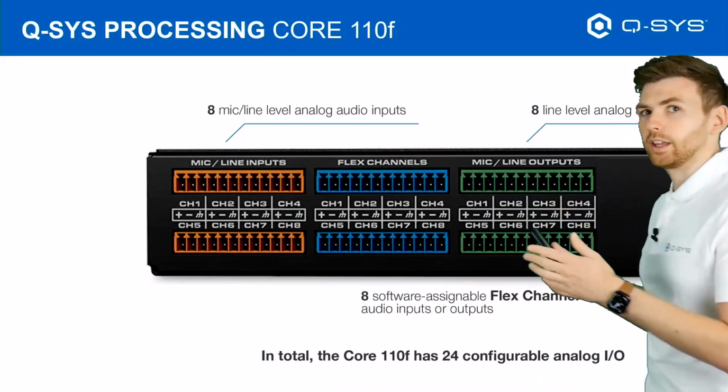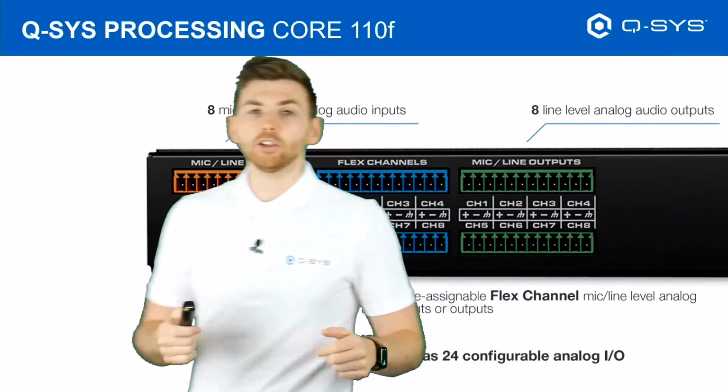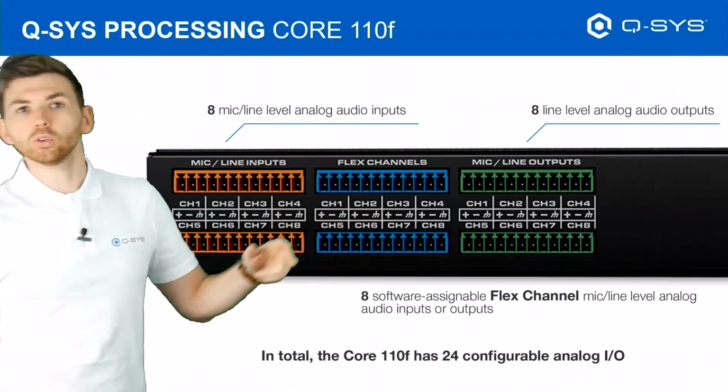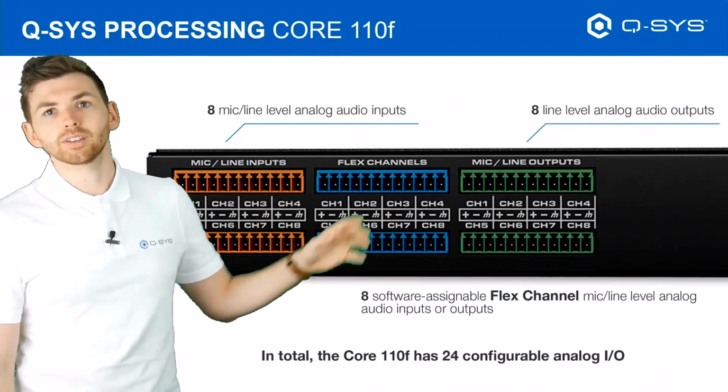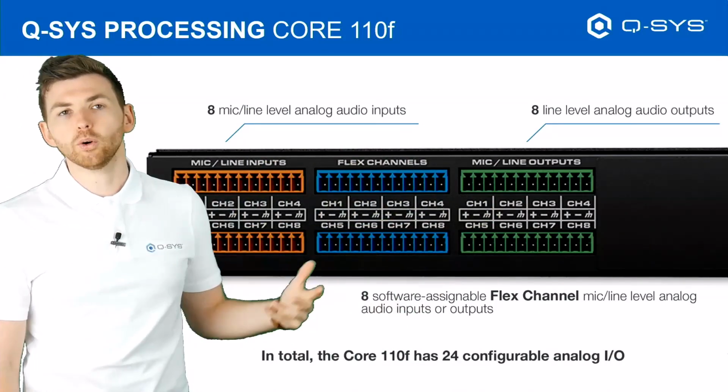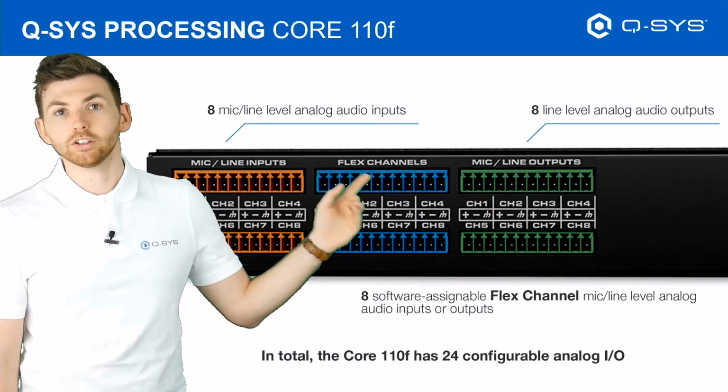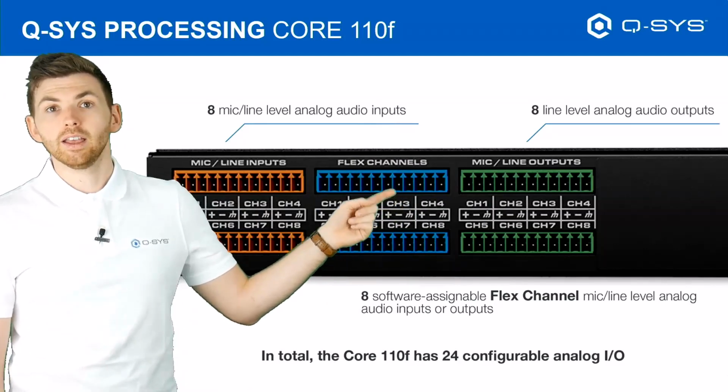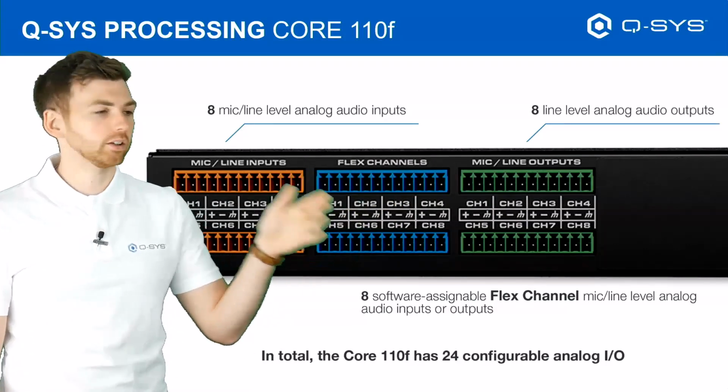So here we have the back of the Core 110, and you can see we've got 8 flex channels, but we've also got 8 dedicated inputs and 8 dedicated outputs. So that's 24 channels in total. And of course, these flex channels are just like on the Core 8 Flex. All of these can be ins or outs channel by channel.